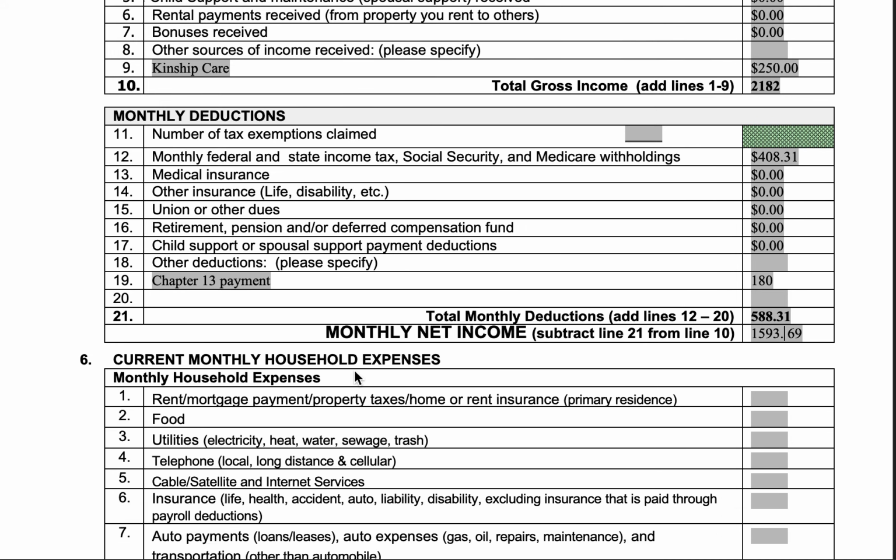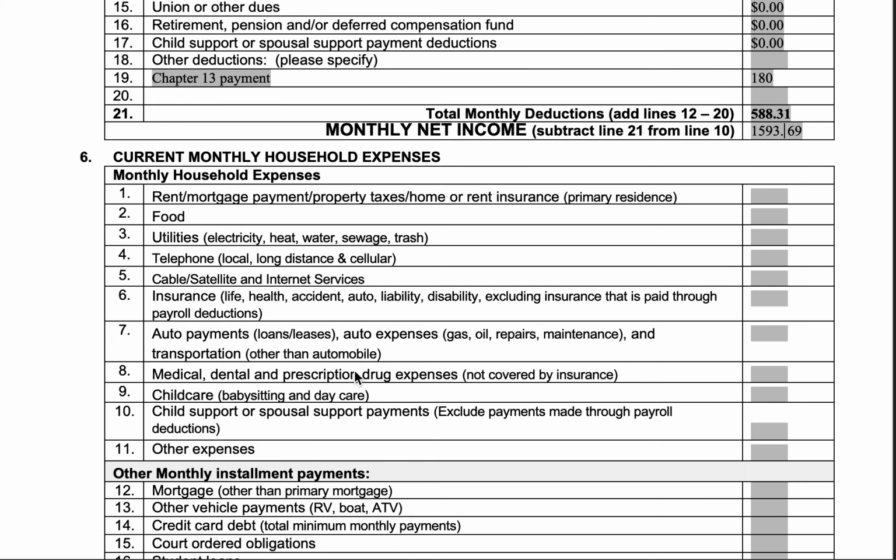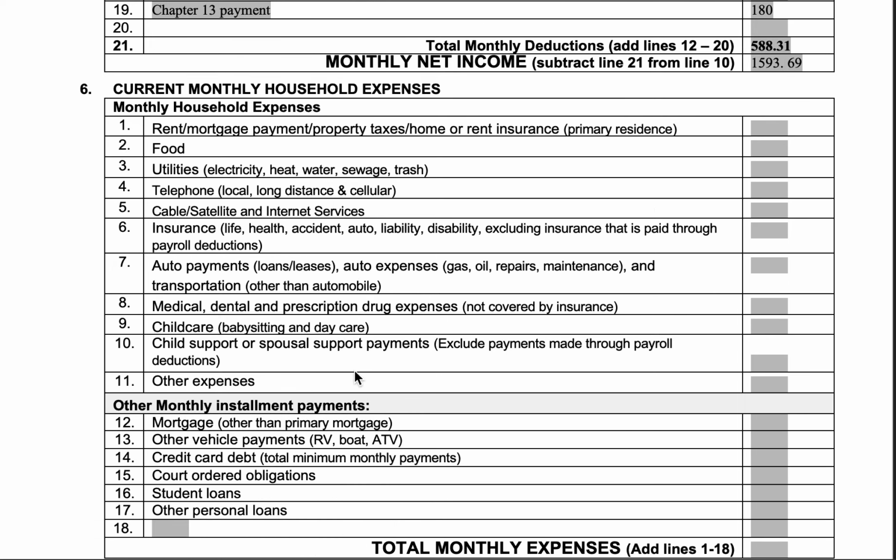All right, so that's all for this gross income section. I thought we were going to get to the expenses on this video, but it looks like those are going to come in the next video.